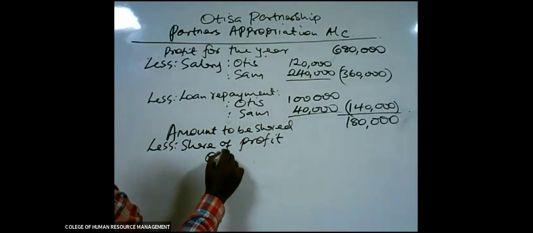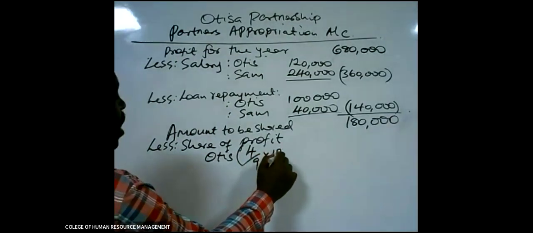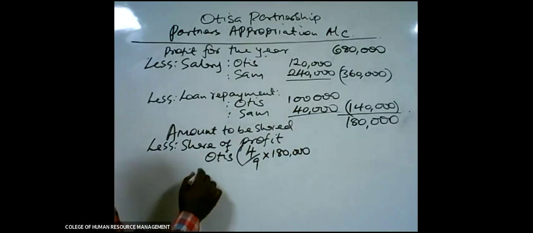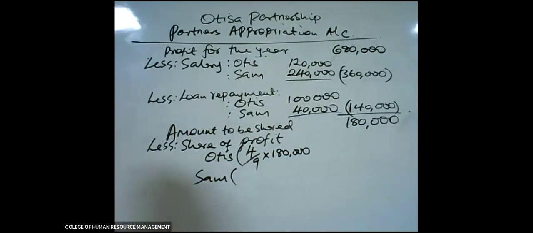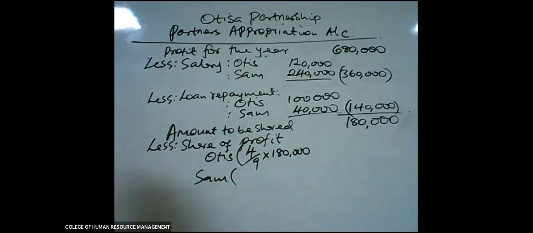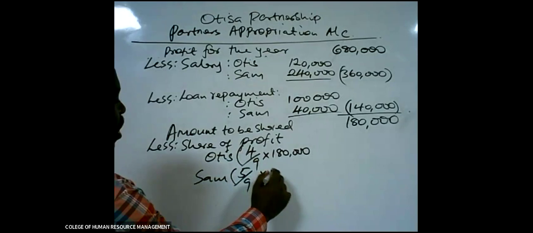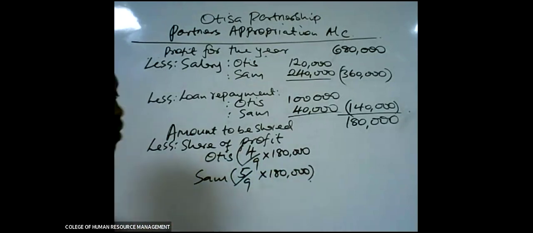For Otis, you will get 4 out of the sum of the ratio. 4:5, you add 4 plus 5 is 9. So this one will get 4/9 times 180,000. For Sam, the ratio is 5. It is 4:5, right? 4 is Otis, that is why he's getting 4/9. Sam, the ratio is 5, so it is 5/9 times 180,000. So how much will each get?